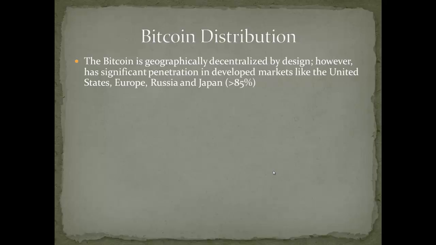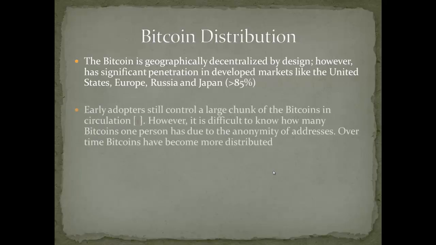So there's been a lot of movement to try to influence weaker nation states or weaker economies, the people of these weaker economies, to go ahead and embrace the Bitcoin as a pseudo-national currency, which is kind of a unique and intriguing concept. Okay, so early adopters actually still control a large chunk of the Bitcoins in circulation.